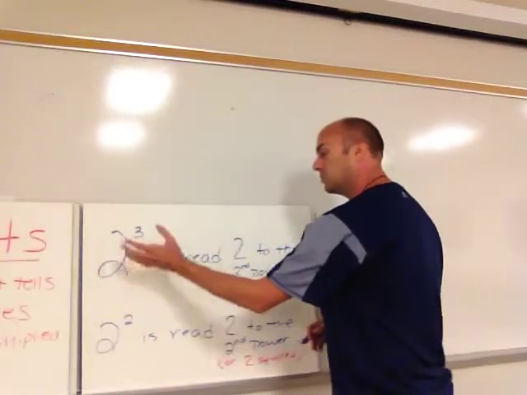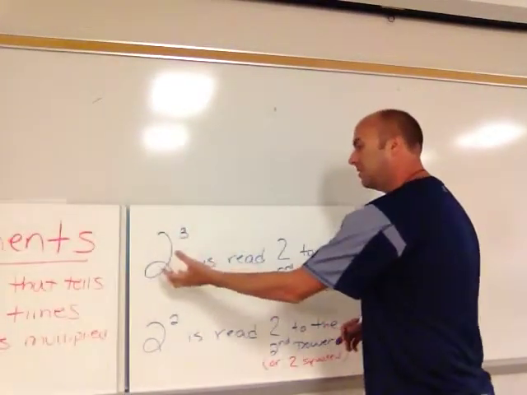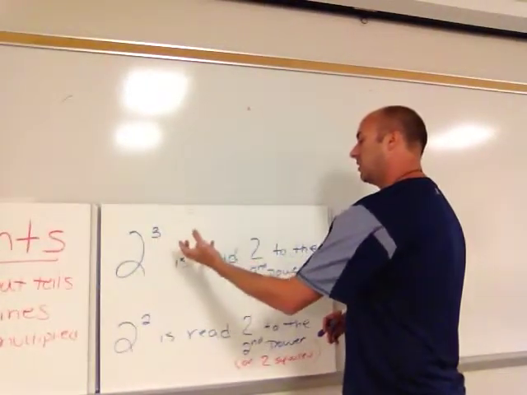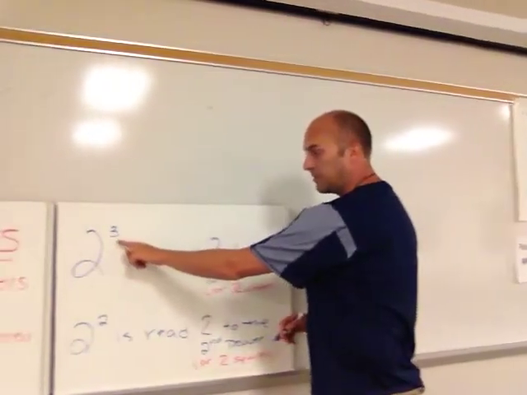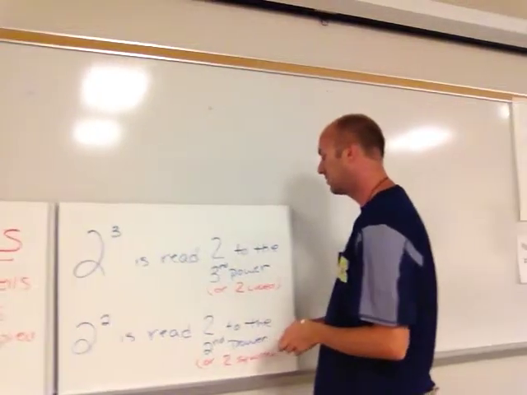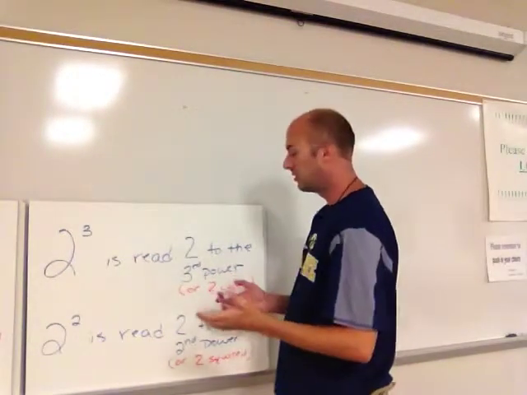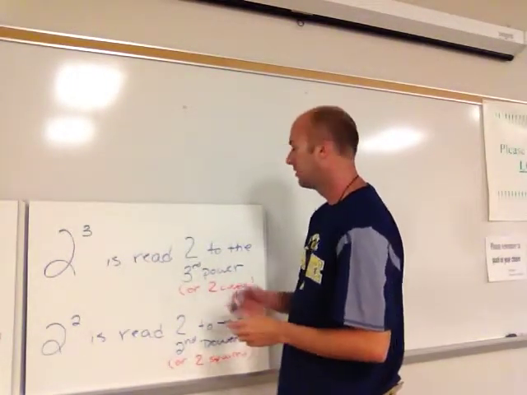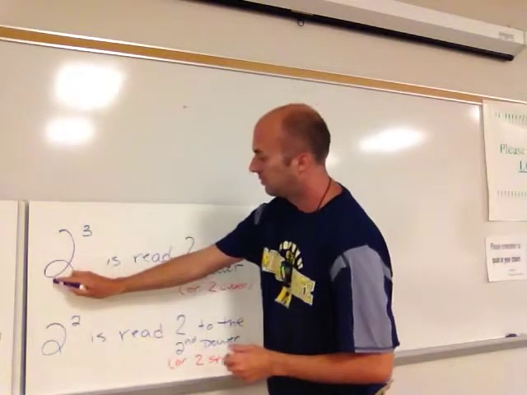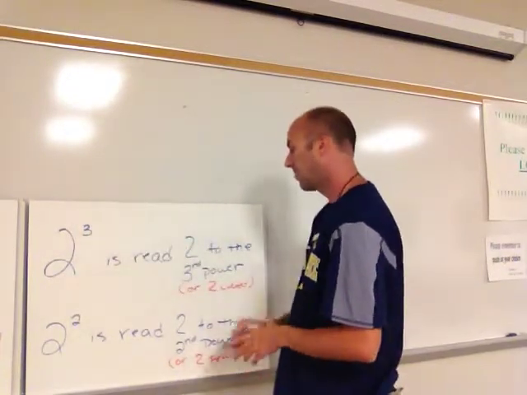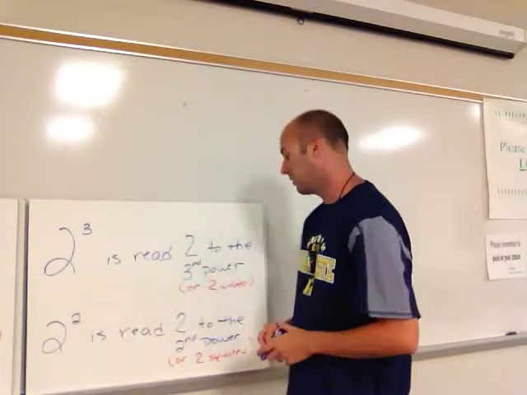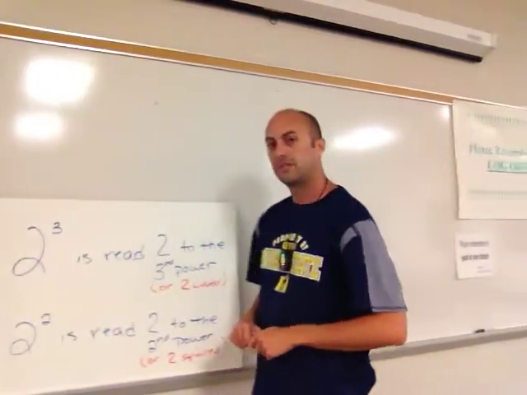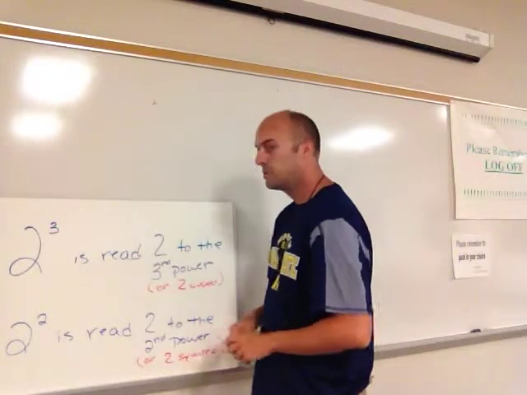But as we're reading this, when you see a number written like this, it's read 2 to the 3rd power. Or anytime you see that 3 is an exponent, you can call that cubed. So we could call this 2 cubed. Here we have 2 to the 2nd power. Or when you have a 2nd power, you can sometimes call that 2 squared.